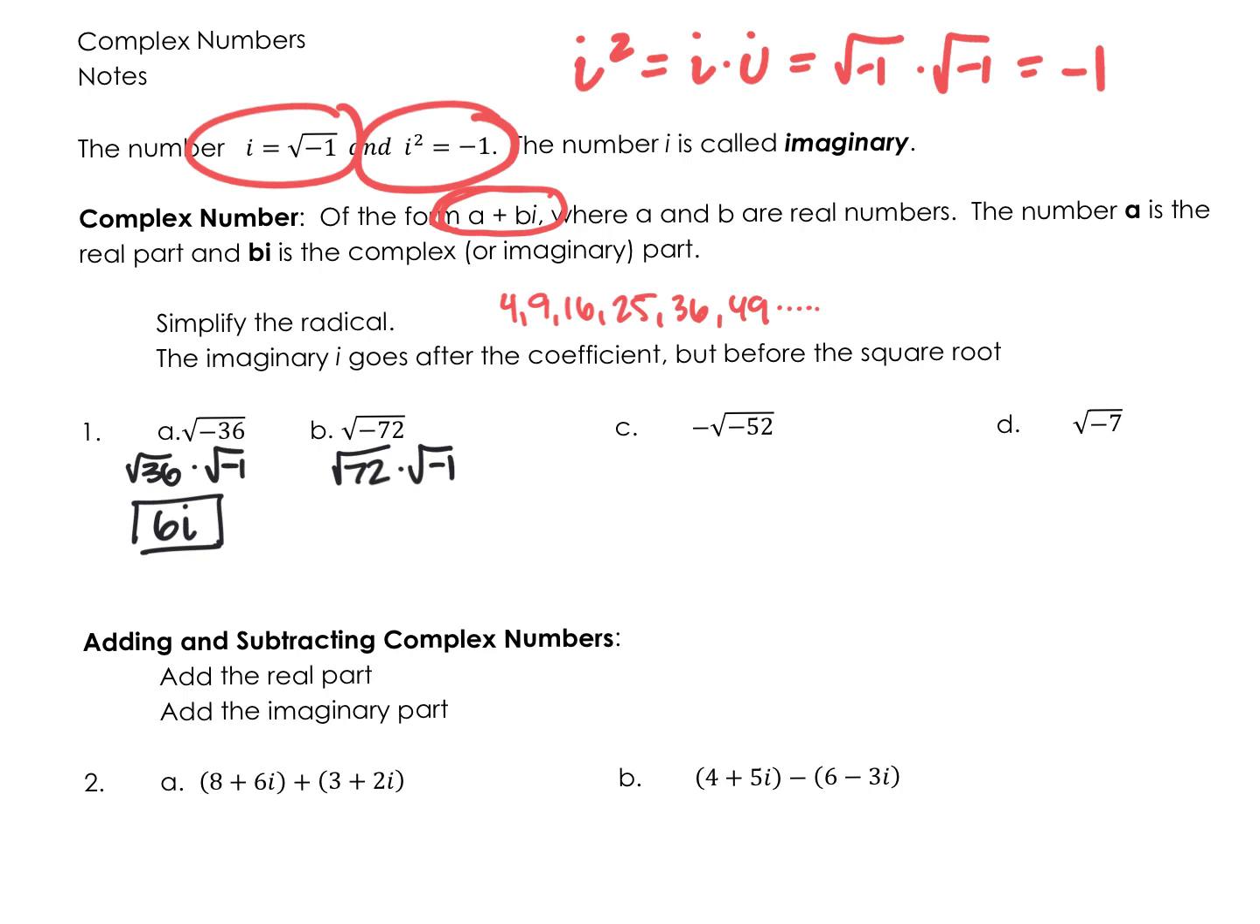So write it down. Use your calculator if you need to. Find the biggest perfect square that divides 72. If you need to grab a calculator, now's a great time to do that.